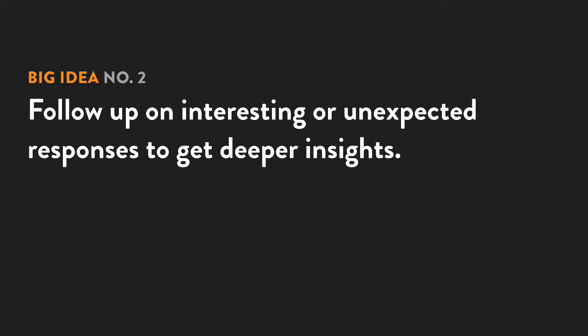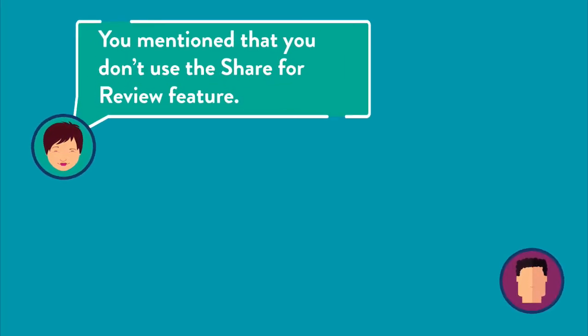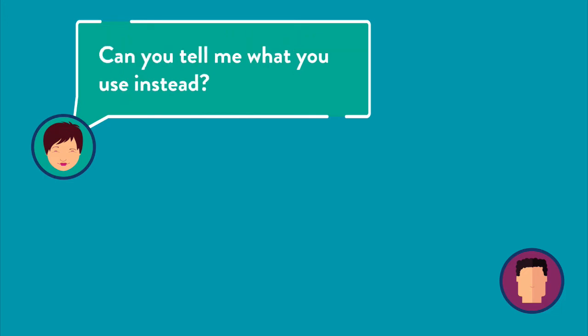Often a participant will say something that you didn't even know and thus didn't account for in your question set. You'll still want to follow up. Here's an example. So you mentioned that you don't use the Share for Review feature. Can you tell me what you do instead?